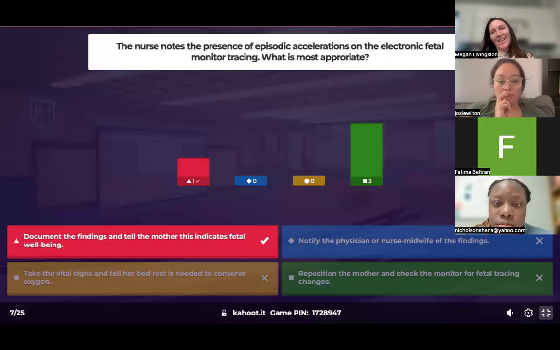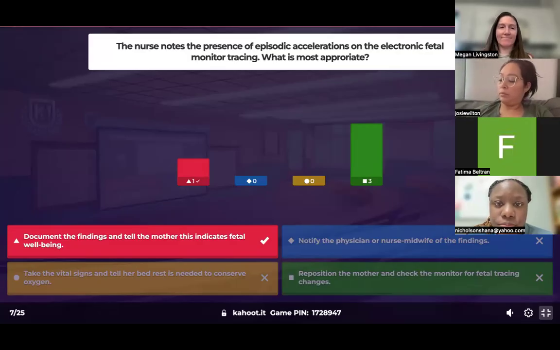So we see accelerations on the fetal monitor. What's the most appropriate action? Accelerations are that deviation off of the baseline where the heart rate goes up, and that is an indicator of fetal well-being. We like those. It means that our baby is well oxygenated and everything is okay. So we're going to document the findings and tell mom that this just means her baby's doing well. Definitely for the exam, know accelerations versus decels, and which decels are bad for sure.